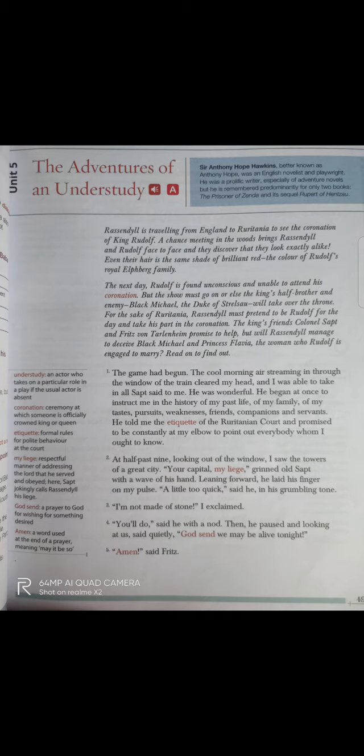Okay, I hope you all are understanding that this paragraph is about Rassendyll while he was going in the train to Ruritania. On the way, Sapt and Fritz von Tarlheim were explaining him everything. They were telling Rassendyll about every small detail which belongs to King Rudolph's personal life.